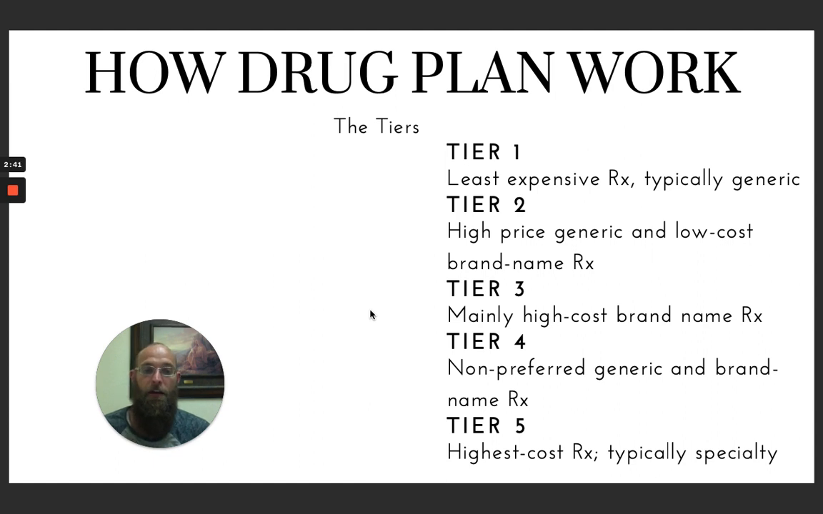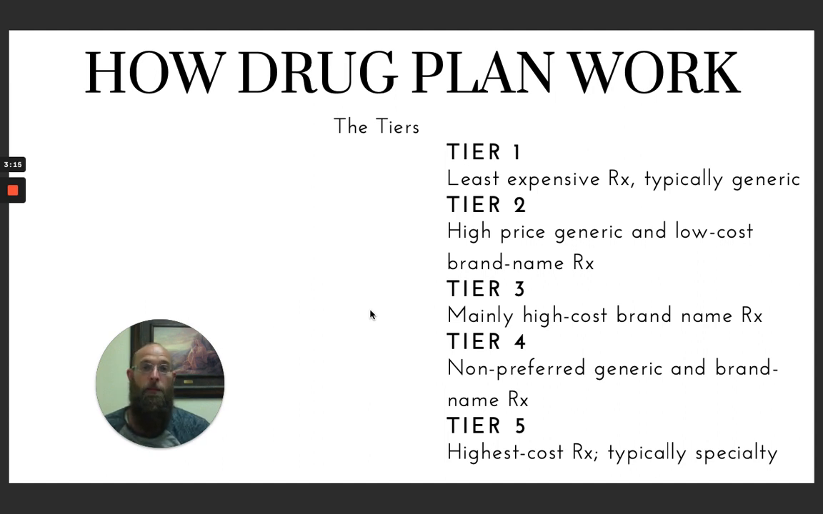And then Tier 5, these are the highest cost prescriptions. Typically, specialty medications are going to fall here. We'll talk about those a little bit more specifically at the end. There are a number of Tier 5 medications, but cancer is one right off the top of my head where you're pretty much immediately looking at a specialty medication. That's a good example. If you've got cancer, we're dealing with some pretty severe stuff, and so you're typically looking at a Tier 5 medication in that case. Okay.